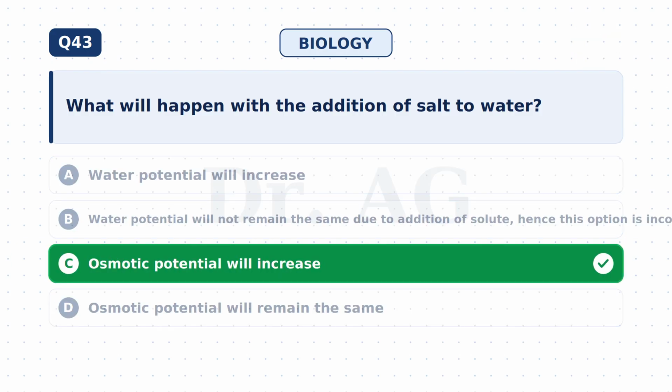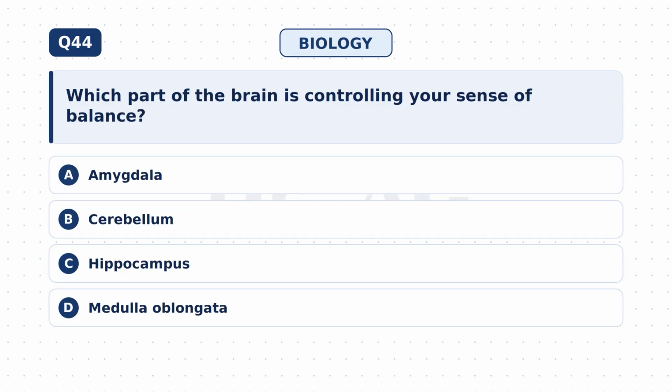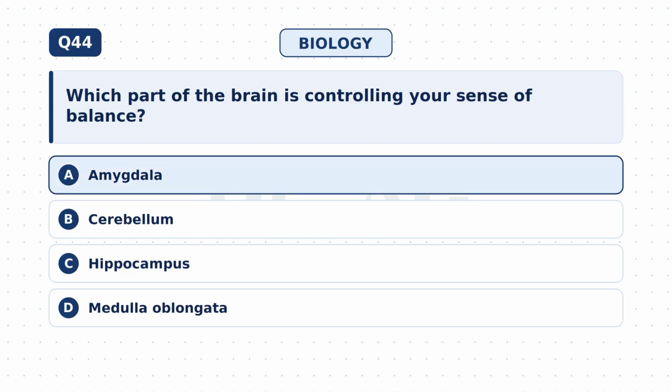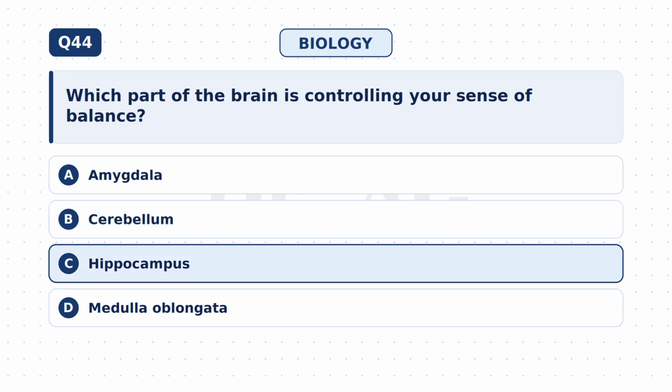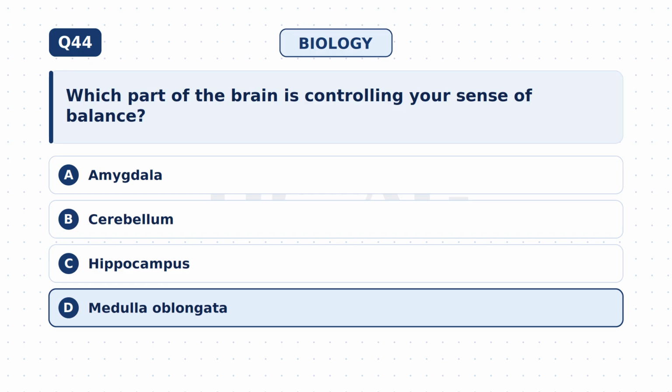The correct answer is C. Osmotic potential will increase. Question 44. Which part of the brain is controlling your sense of balance? Option A. Amygdala. Option B. Cerebellum. Option C. Hippocampus. Option D. Medulla oblongata.